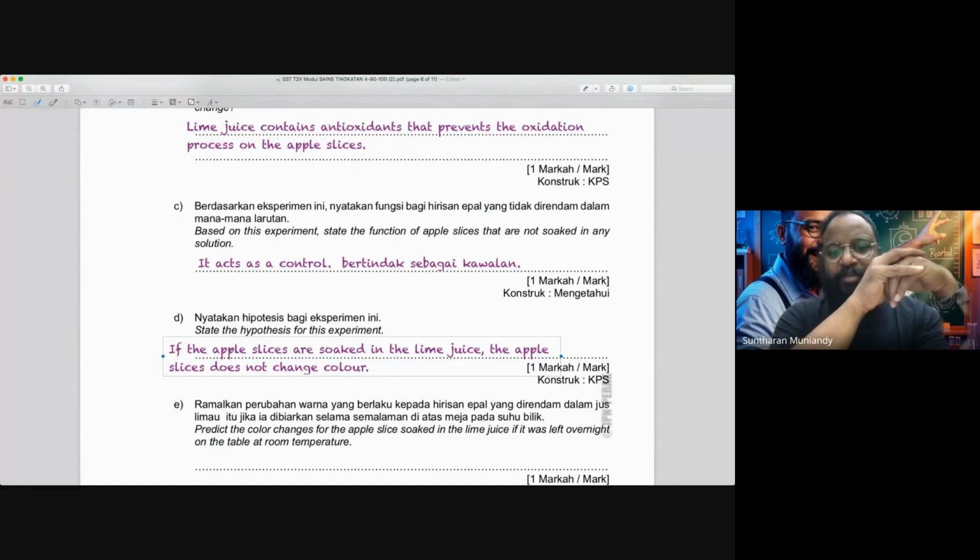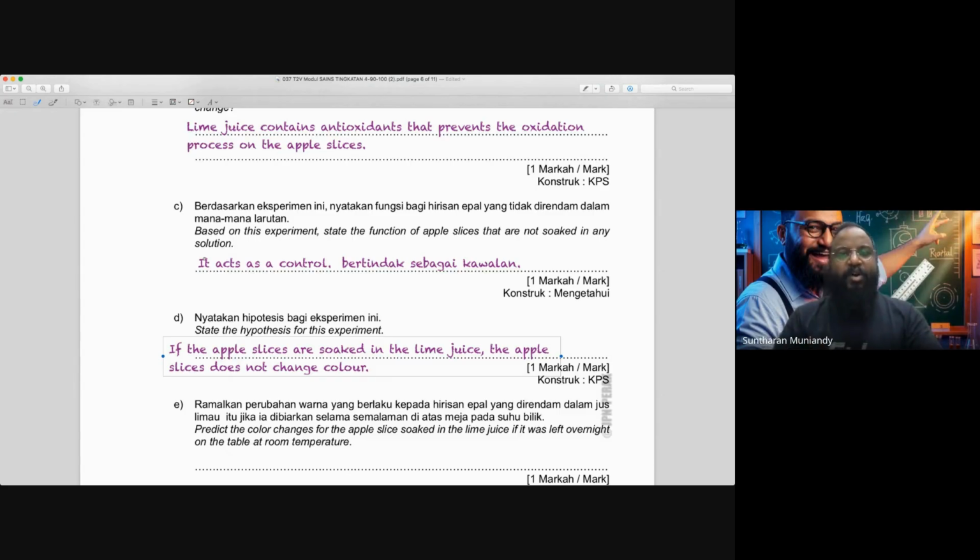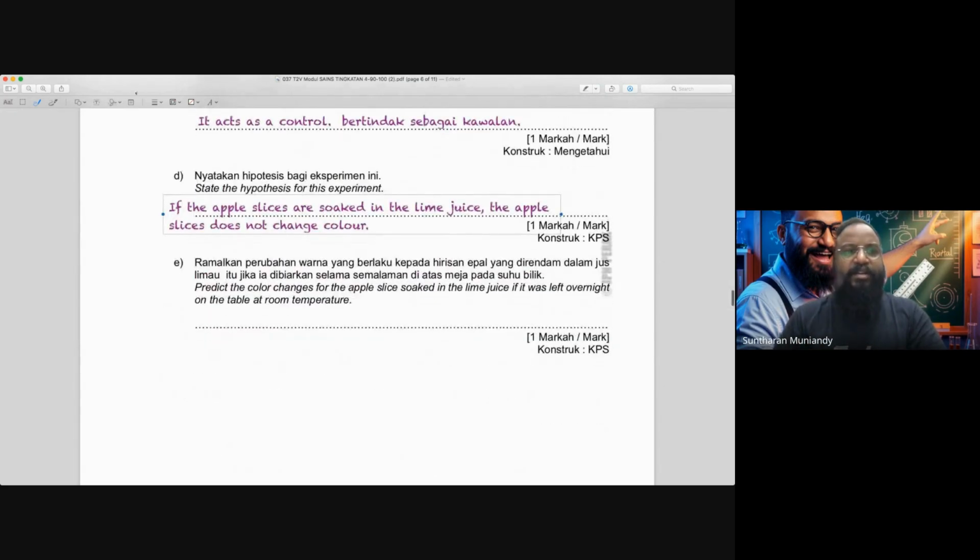Predict the color changes for the apple slice soaked in the lime juice if it was left overnight on the table at room temperature. So if it is soaked in lime water, it will not change color at all. Just like that, your answer is done. It will not change color.